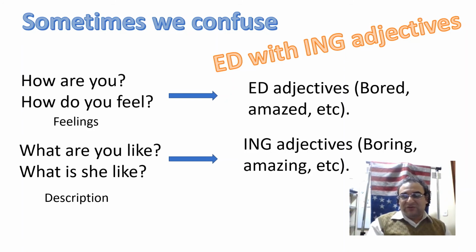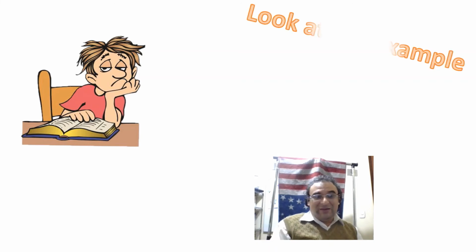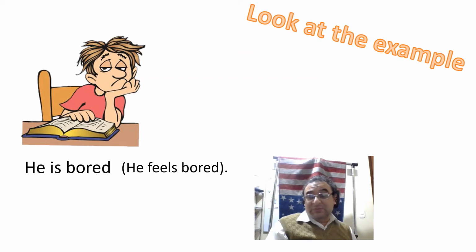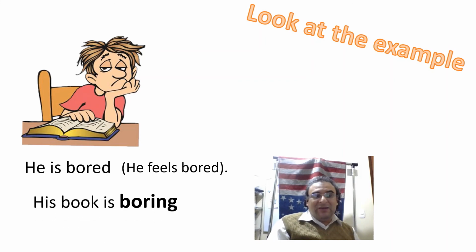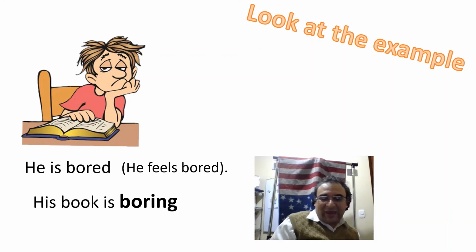Okay, so let's see the next one. So this is an example, right? Okay, for example, how is he, or how does the man feel? All right, he's bored. You can also say he feels bored. You see, so I use the ed. He feels bored, right? It's a feeling. But now the question is, why is he bored? Well, maybe his book is boring, so I am describing the book, right? Okay, and or maybe no.